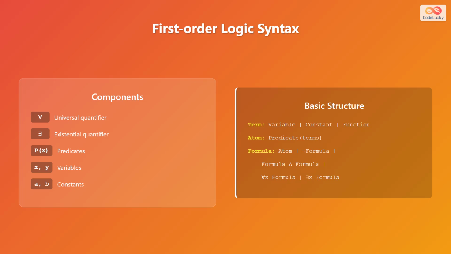Now let's look at the basic structure. A term can be a variable, a constant, or a function. An atom is a predicate applied to terms. A formula can be an atom, a negation of a formula, a conjunction of formulas, or a quantified formula using for all x, or there exists x.